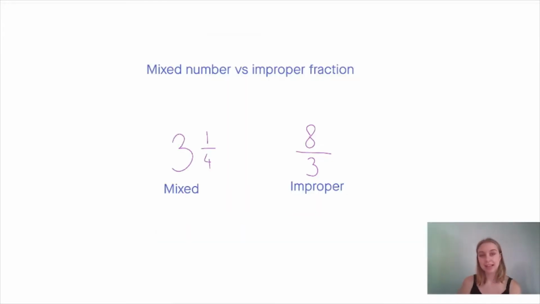The first thing I'd like to go over is the difference between a mixed number and an improper fraction, just as a recap. So a mixed number is a number that's made up of an integer and a fraction written next to each other, like here, where we have 3 1/4. An improper fraction is a fraction where the top number is larger than the bottom number.